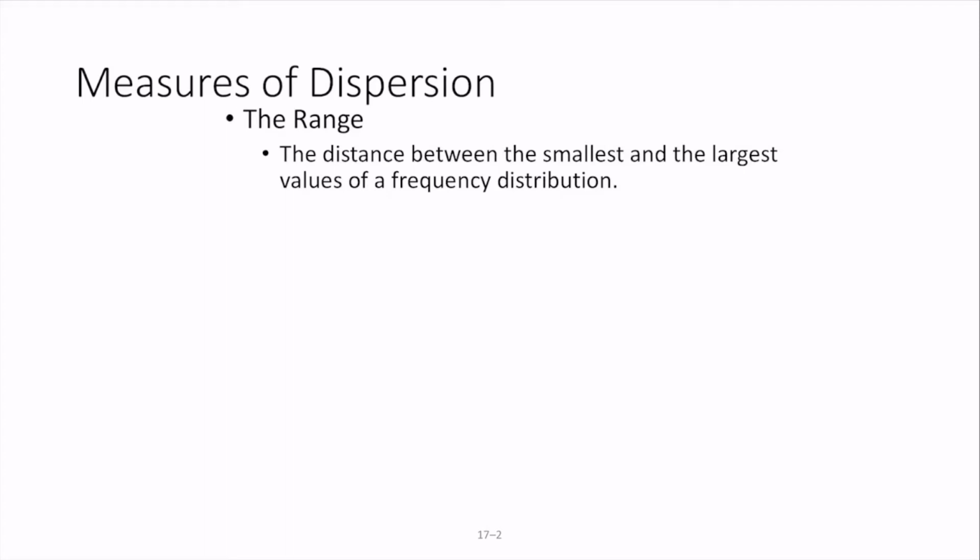Within every what we call dispersion, you have what's called a distribution, and you can see that here on the slide. Now, within a distribution, you have the first measure of dispersion, and that's called the range. The range is the difference between the smallest and the largest values of a frequency distribution. Now let's go to the next slide, and you'll be able to see what we're talking about.